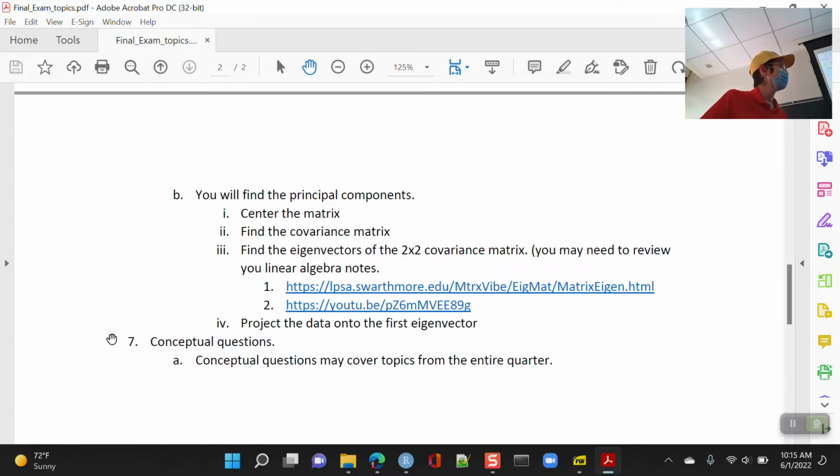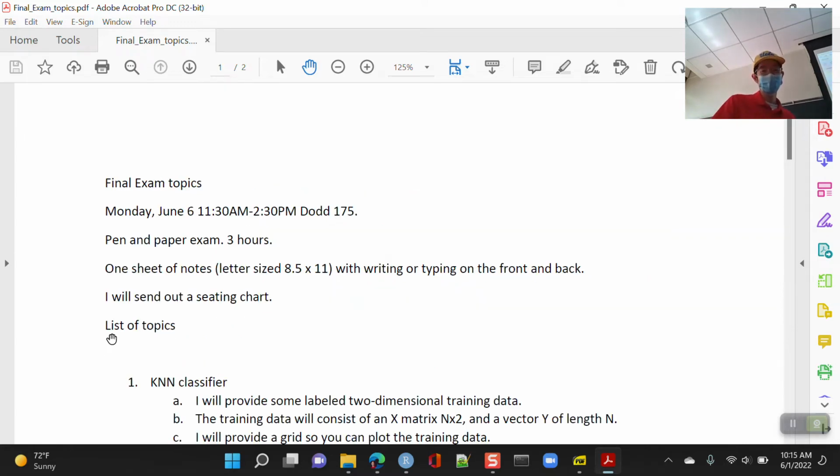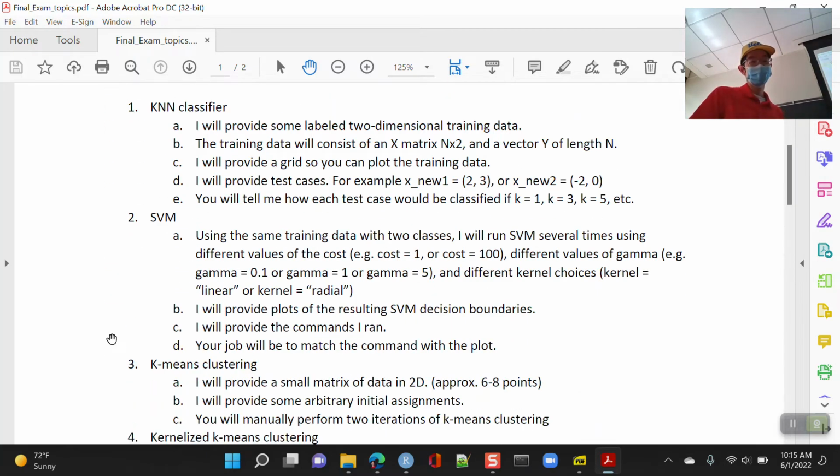Yeah, question. For k-means, if you provide a grid, we don't need to show work for distance, we can just look? Yeah. I think so. I think that's okay. All right, any questions? Good? All right.